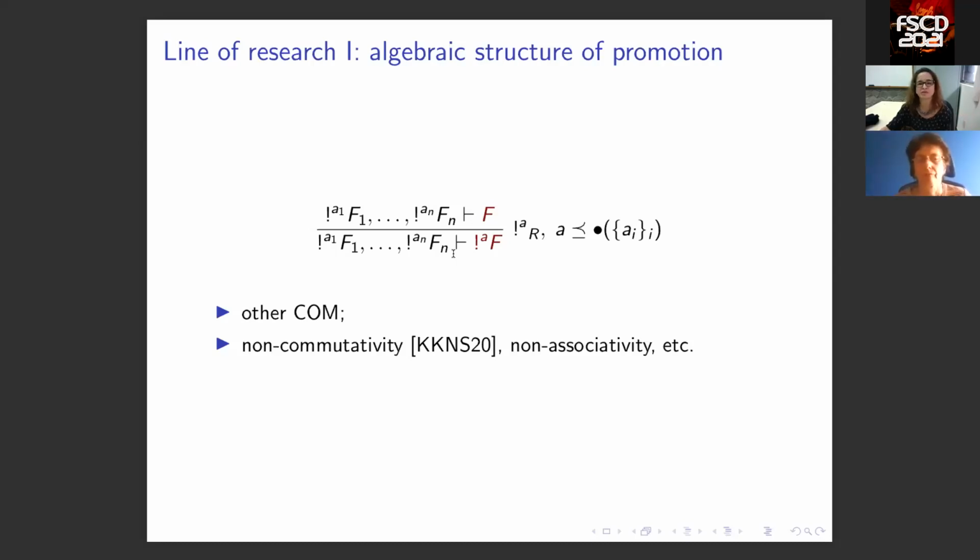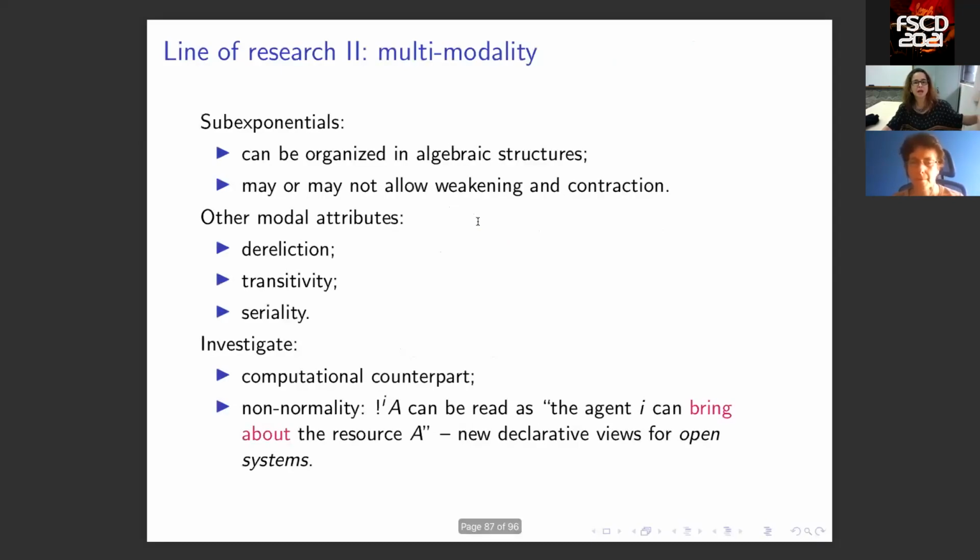if it is not commutative, for example, or non-associative, so if it is not really a monoid? What can you tell about this? And when you do that, what kind of concurrent behaviors do you have on the other side? Okay, so this is one line of research that we started thinking about right now. And the other one is something else.